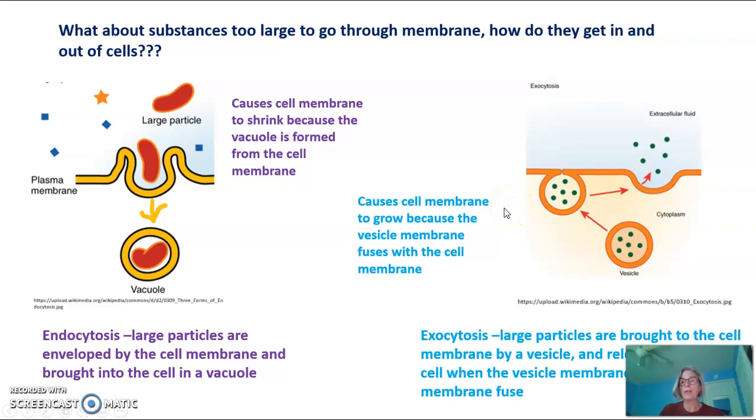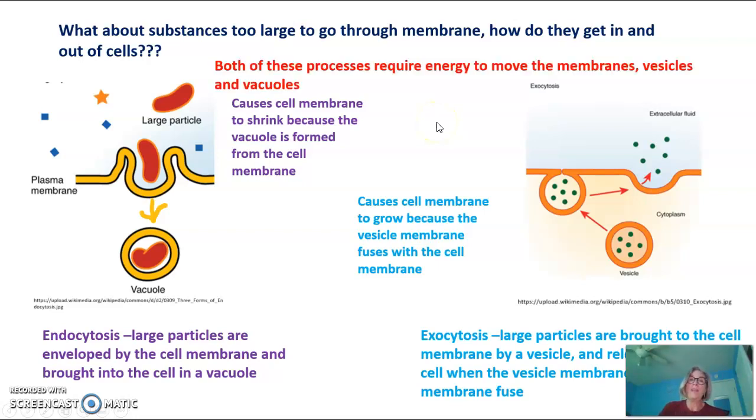So in order for a cell not to either get much smaller or much larger, it needs to do a balance of endocytosis and exocytosis. If there is an imbalance, the cell will either grow or shrink. Both of these processes require energy to move across the membranes and move the vesicles and move the vacuoles. It's actually a very expensive process.